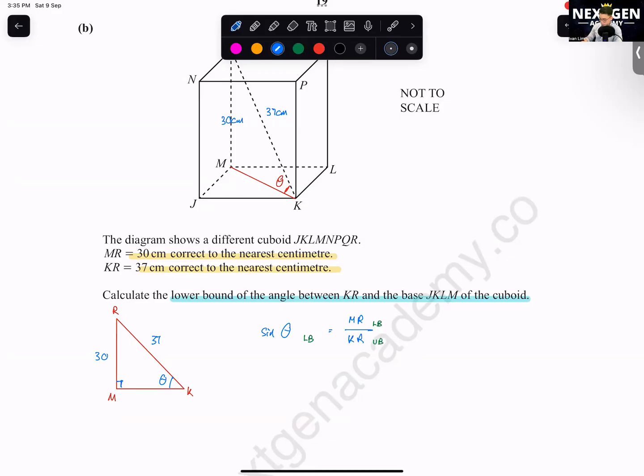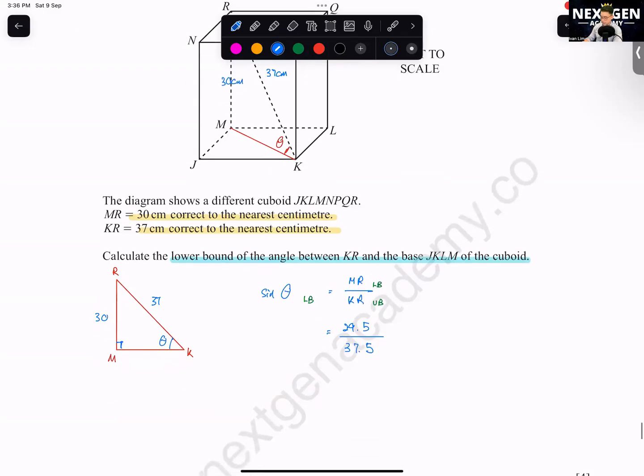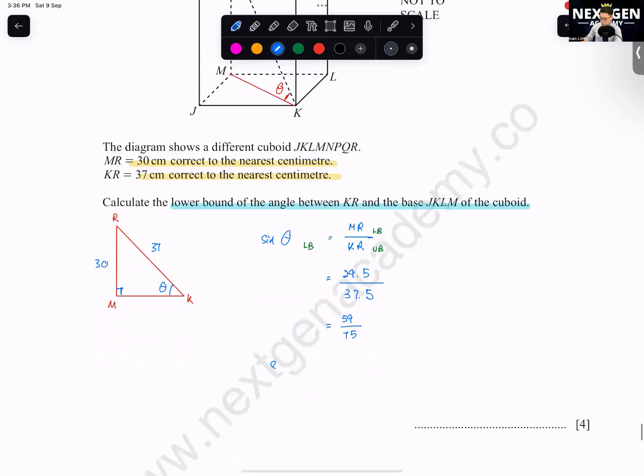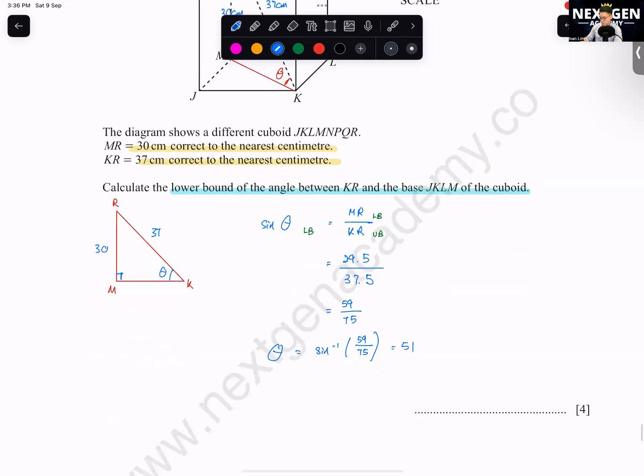Okay, so what is the lower bound for MR? 29.5. The upper bound for KR? 37.5. Okay, write down the formula first, then only you can find the value. You cannot use both lower bound, will be wrong. Okay, go and simplify this. You will get 59 over 75. Then your sine theta, your theta will just be inverse sine 59 over 75, which you'll get 51.9 degrees. Okay, so this is the combination type of upper bound, lower bound question.